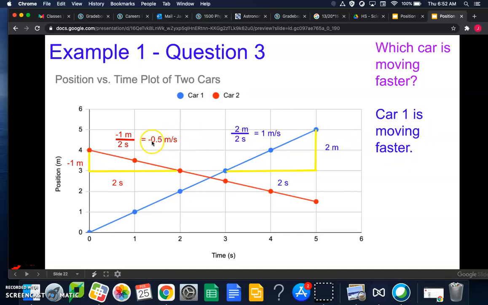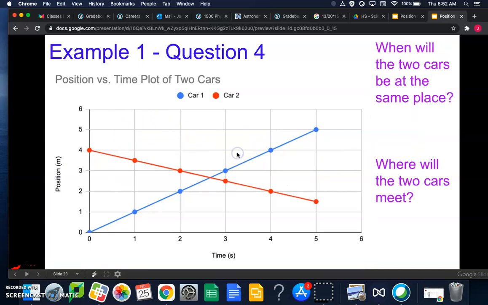The sign really doesn't matter, so don't worry if it's negative or positive when we're comparing which car is going faster. We're looking at the number, not the sign. So, like for example, if this one was negative 2, even though negative 2 is technically a smaller number than positive 1, negative 2 would indicate that this car is going faster. It's just going in reverse. Okay, when will the two cars be at the same place?